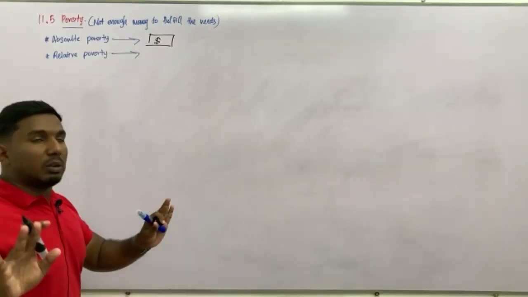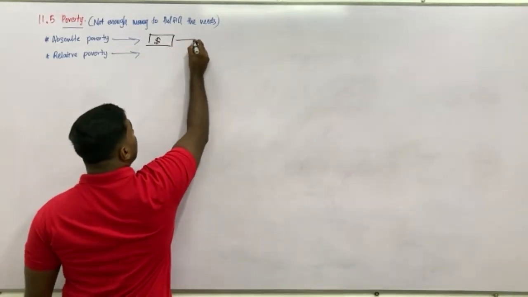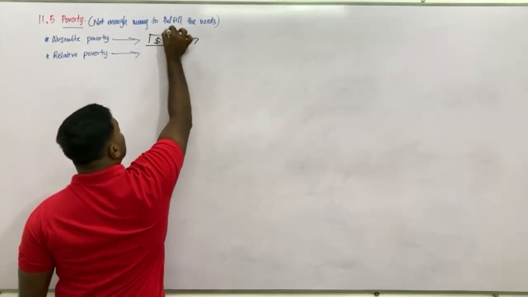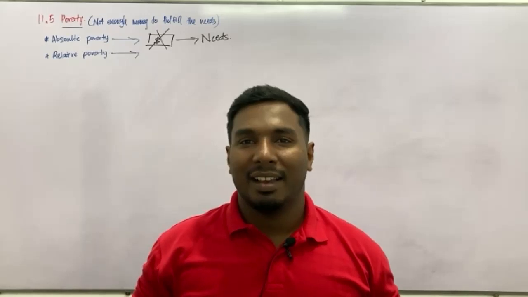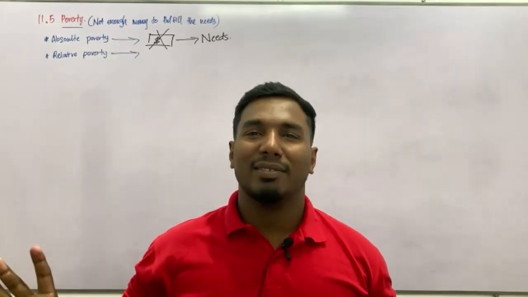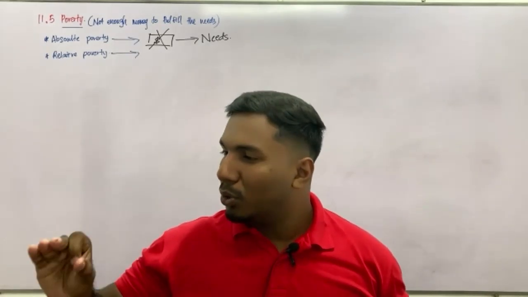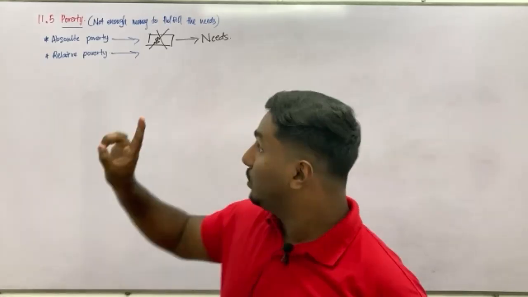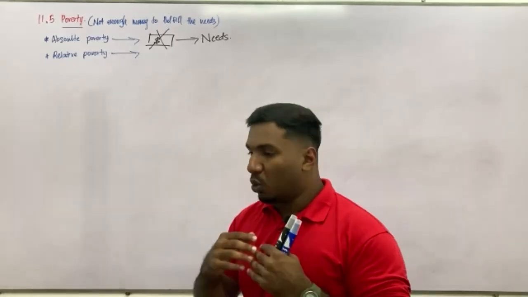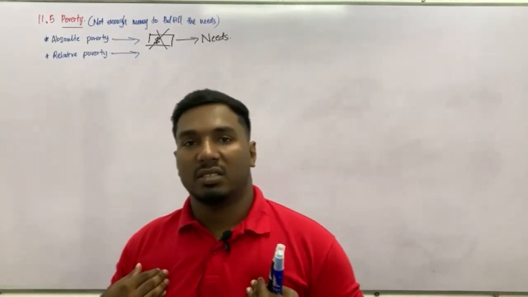No money. You have no money to fulfill your needs. Which means, in simple terms, I can say, there's not a single cent. Right? No money in hand to eat. So that is absolute poverty. No money for my needs. Absolute poverty.